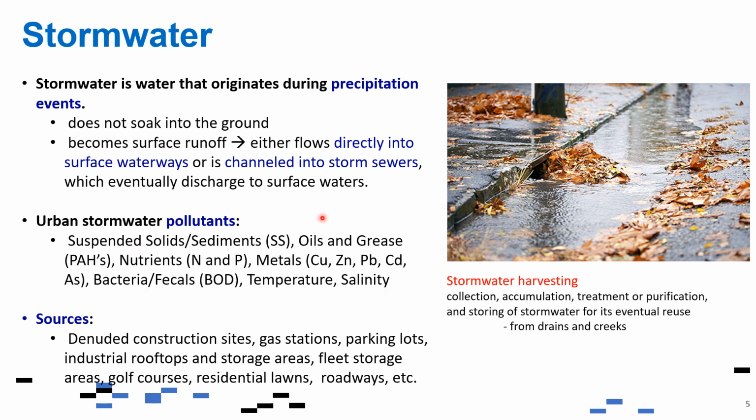So the quality of stormwater also differs from place to place where it is being harvested. Some of these sources are construction sites, gas stations, which will have a lot of oil and gasoline, parking lots, which are also a good source of stormwater drains, rooftops, golf courses, and residential lawns. So as you can see, the different sources of stormwater will have different contents of various contaminants or pollutants.